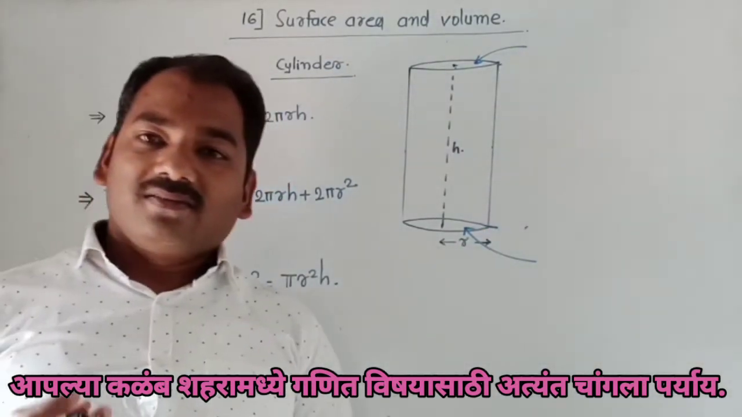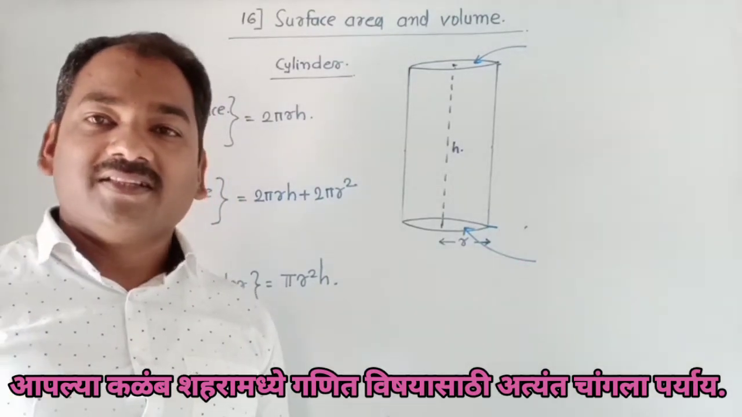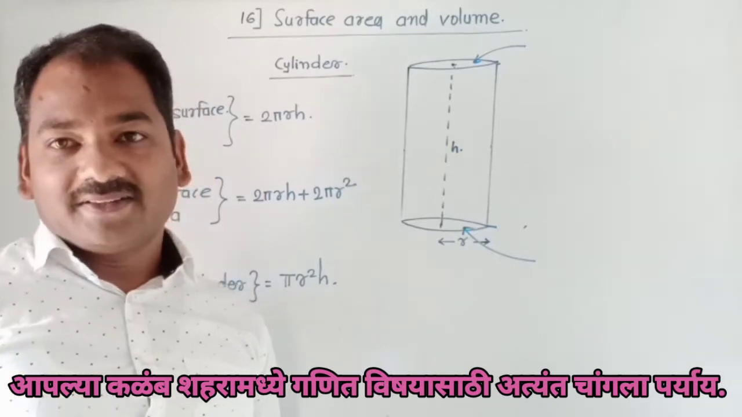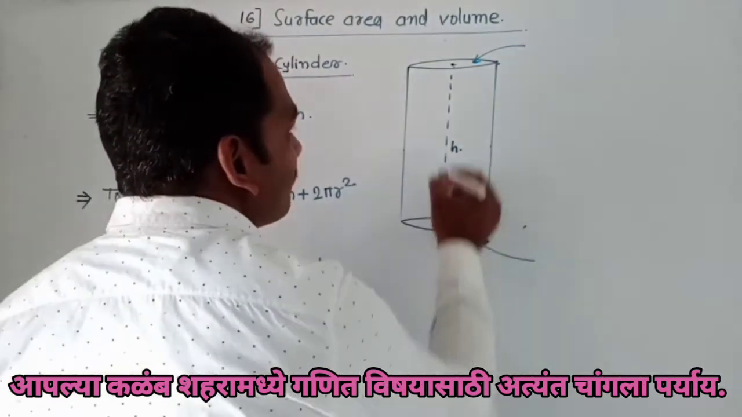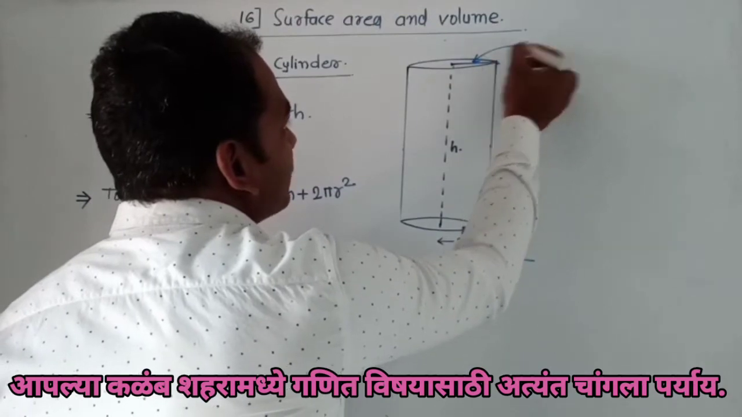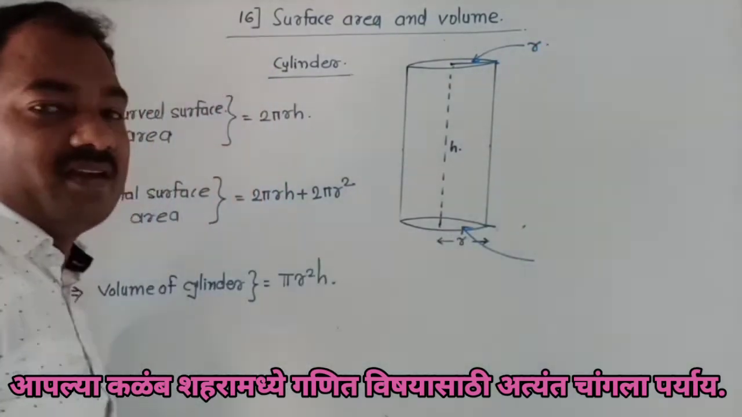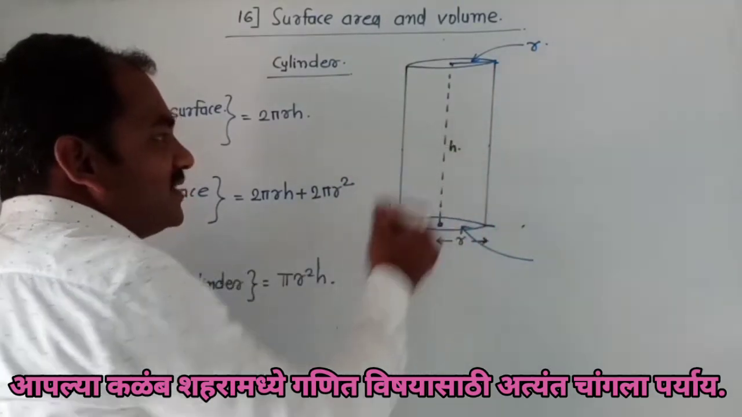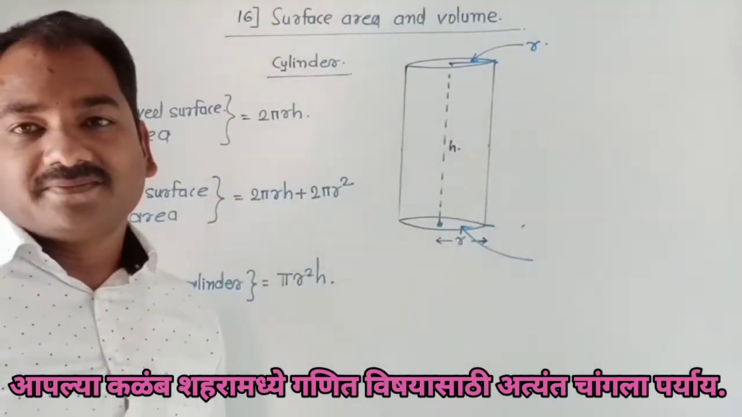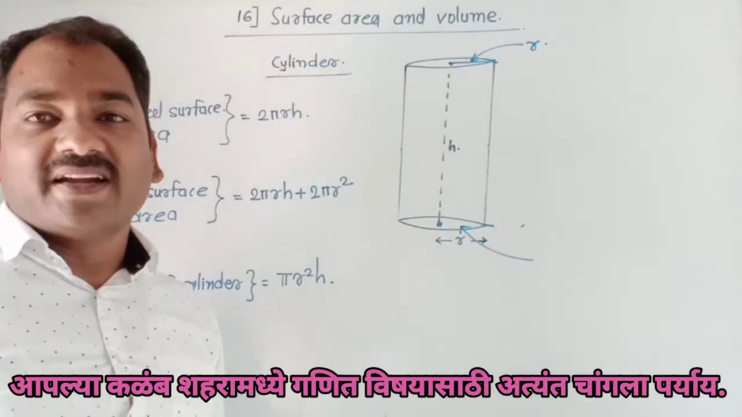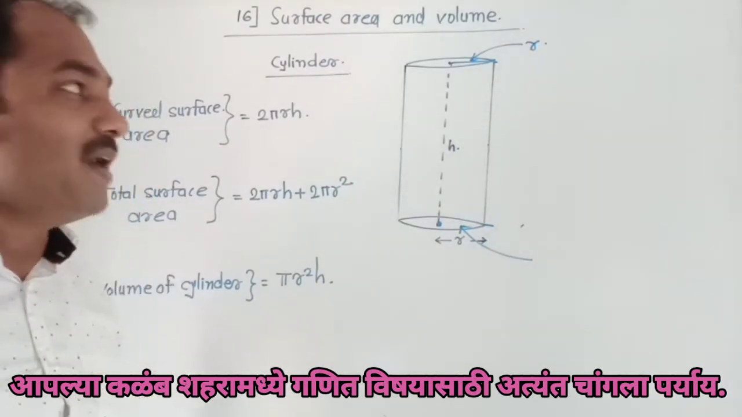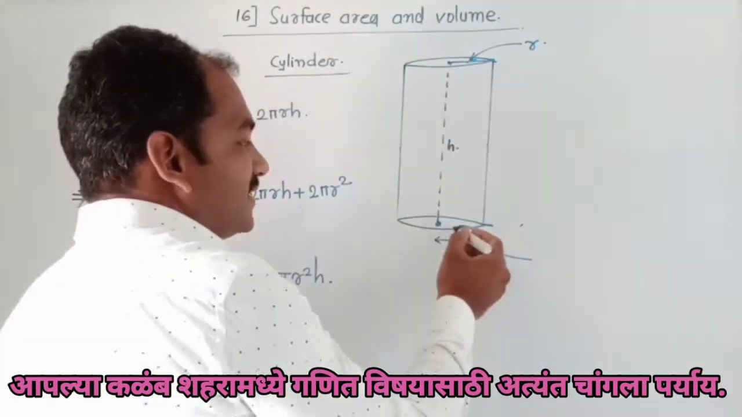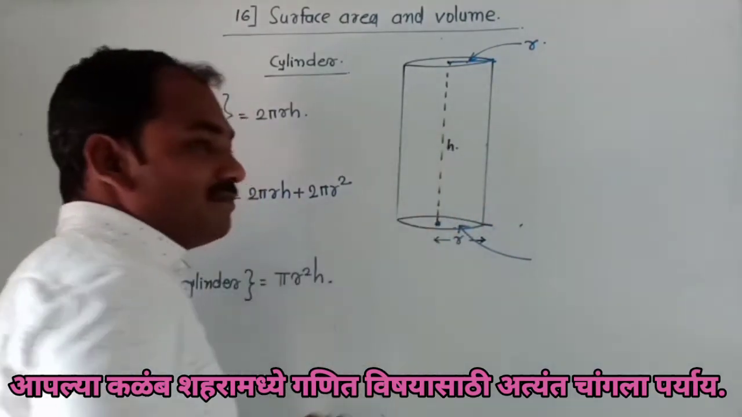So what are the parameters that we consider while using the area as well as volume of the cylinder? These are the radius of the cylinder, R, and this much distance, that is the axis, or we say the height of the cylinder. Sometimes we say that is the length of the cylinder.